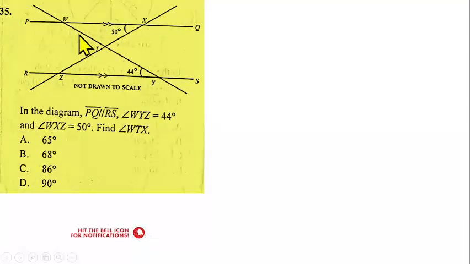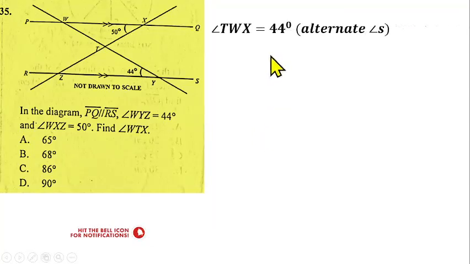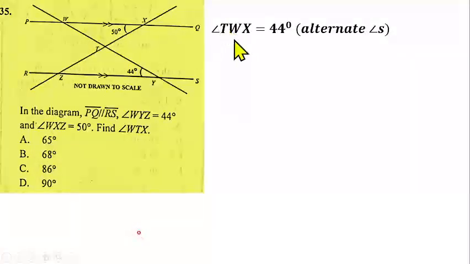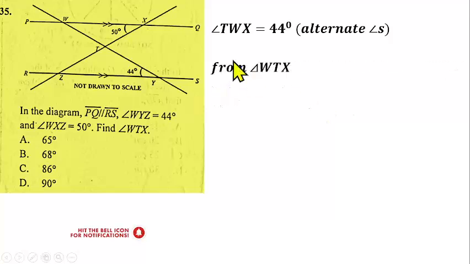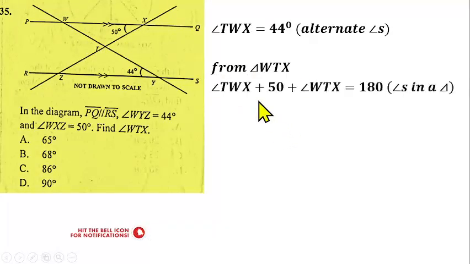So we can also see that this will form a triangle here, and in that triangle this angle we already got, which is 44, and this is 50. Then we can find the third angle in that triangle using the sum of angles in a triangle. So like I said here, that angle TWX, which is this angle here, is equal to 44 degrees, alternate to this angle here. So from triangle WTX, we can do the sum of angles in a triangle.